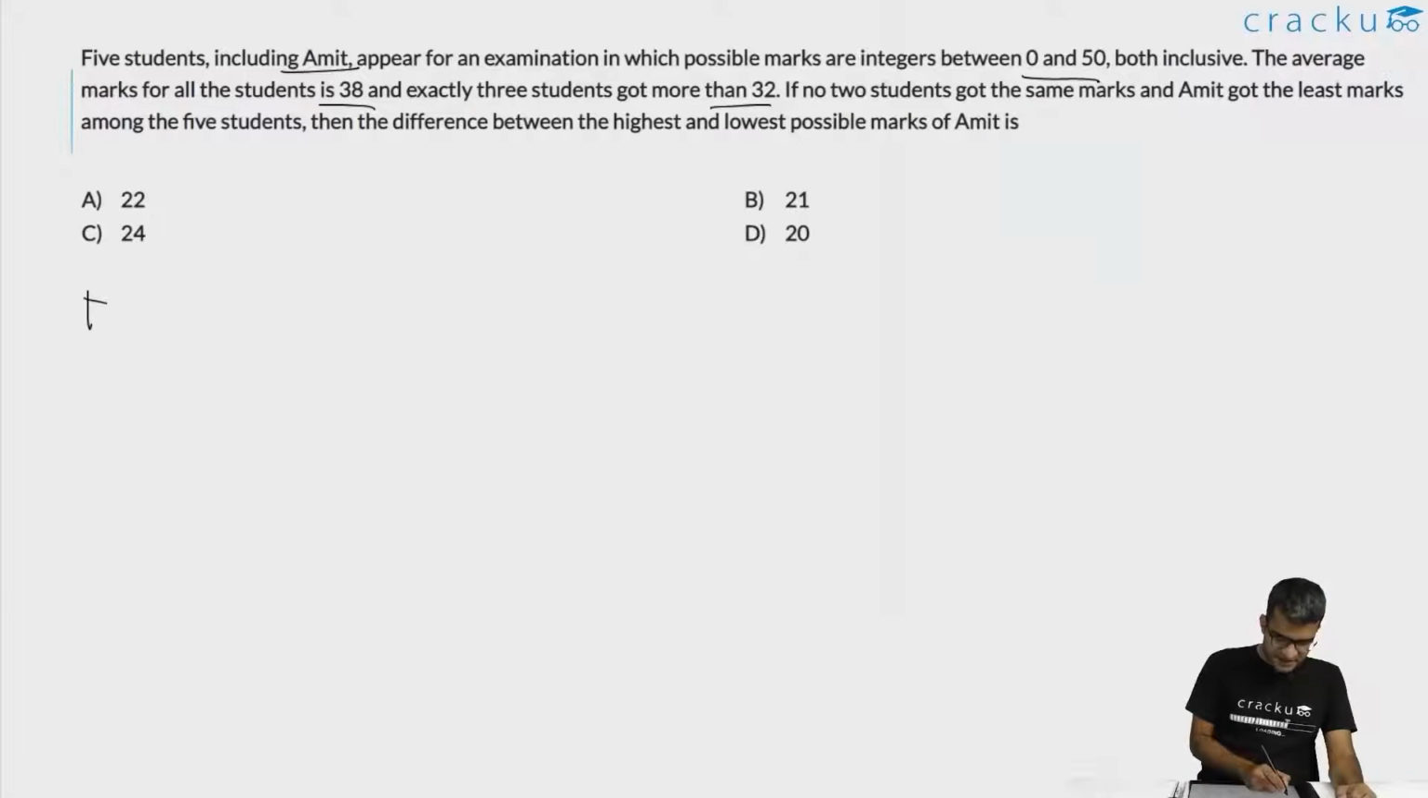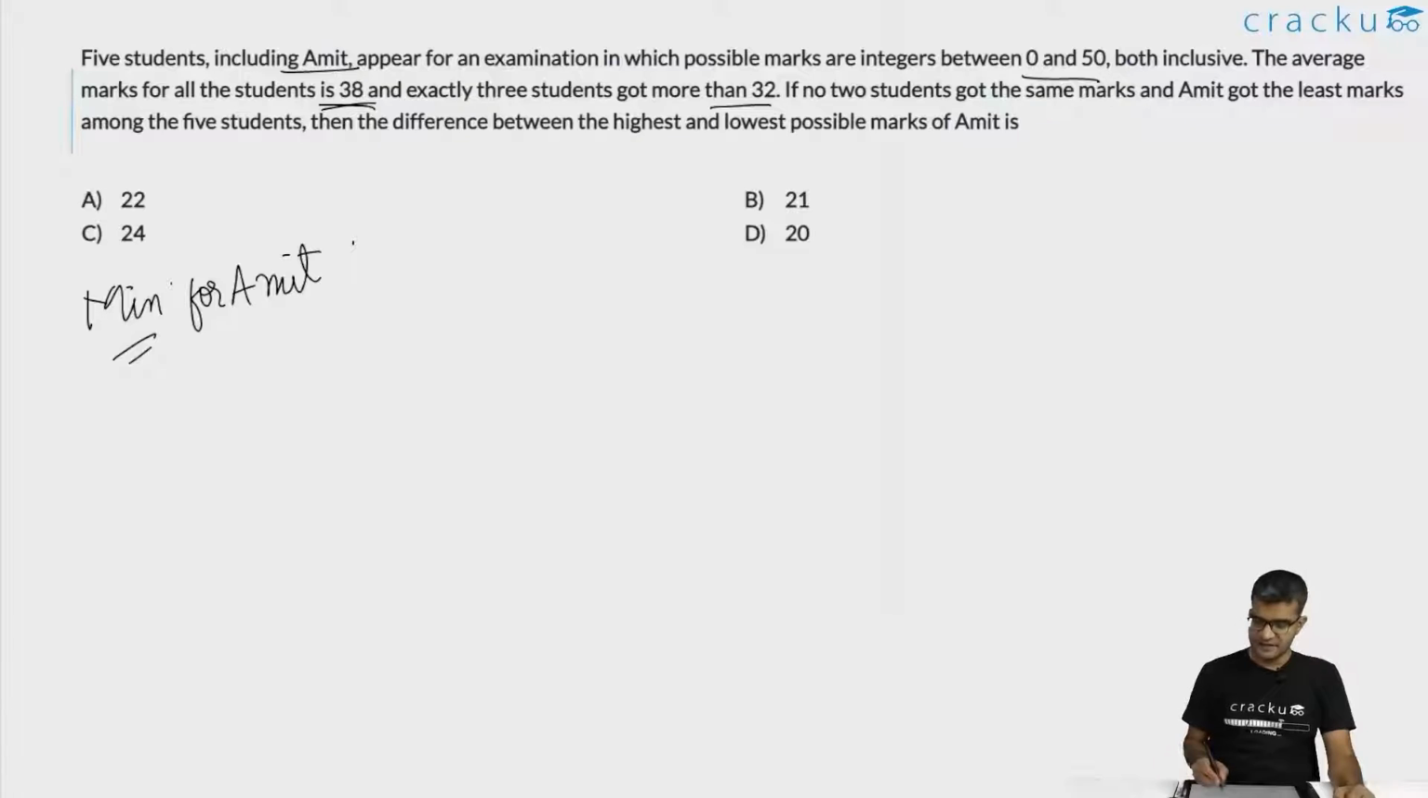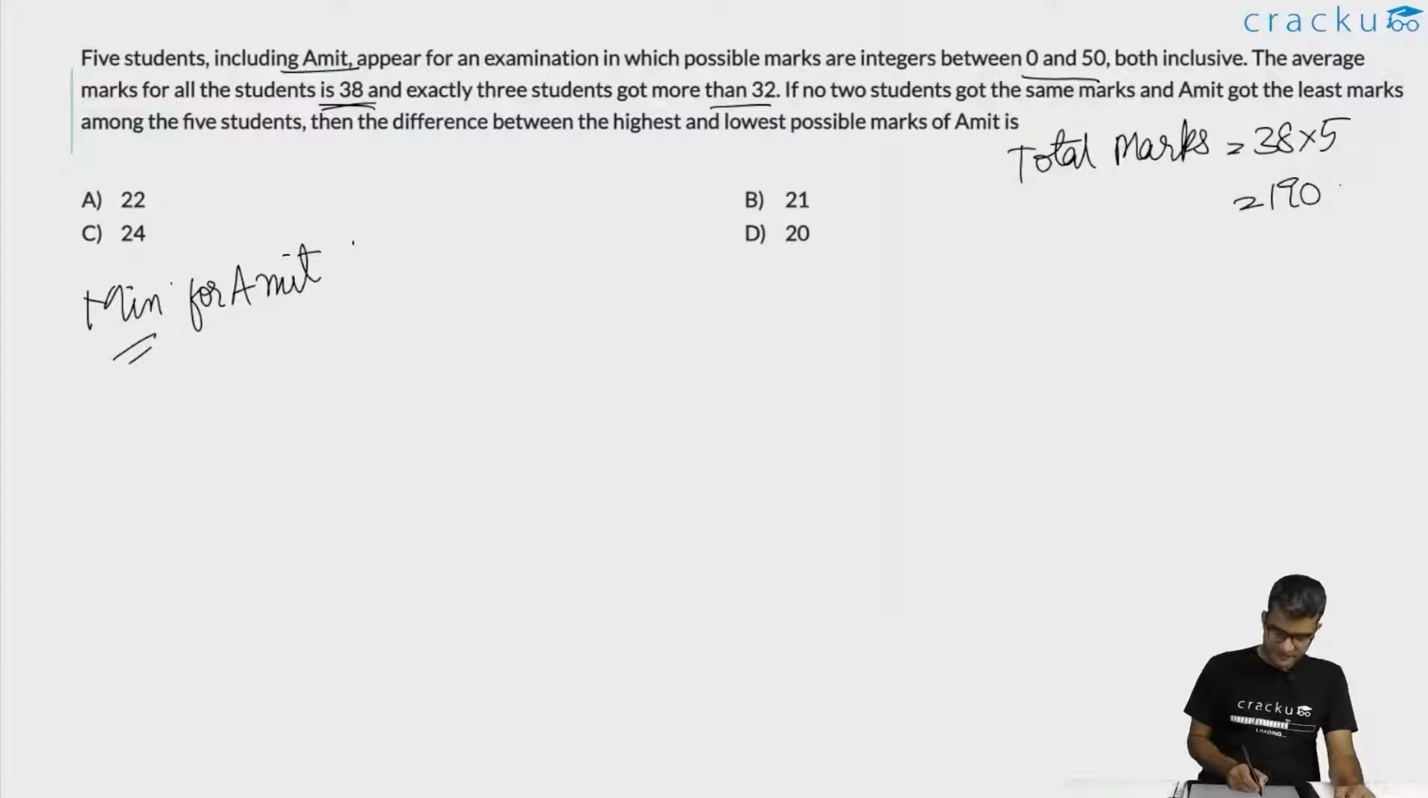Let us first calculate the minimum possible score for Amit. What is the information that we know? The average of the 5 students is 38. So the total marks of the 5 students is 38 into 5, which is equal to 190. We have 32 over here. More than 32, we have only 3 people.